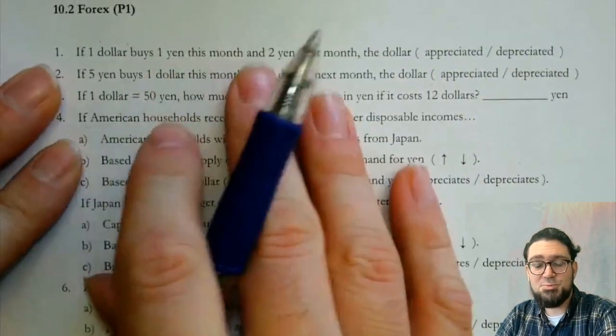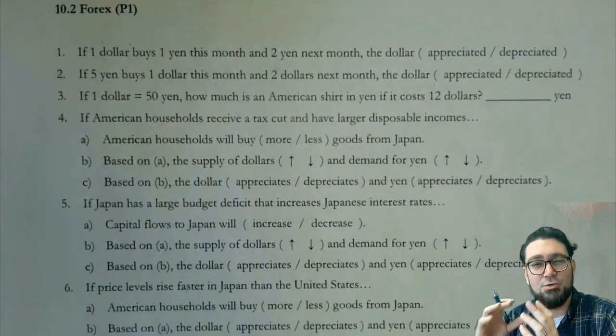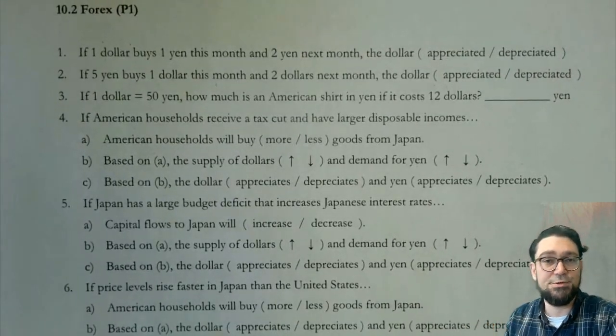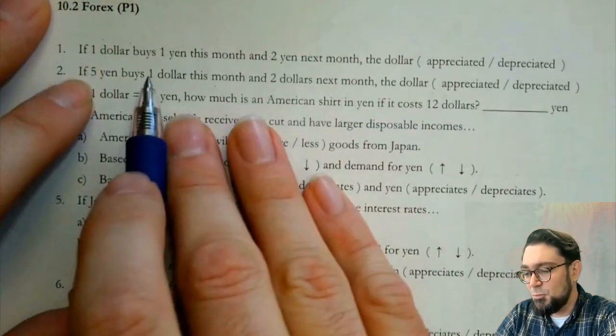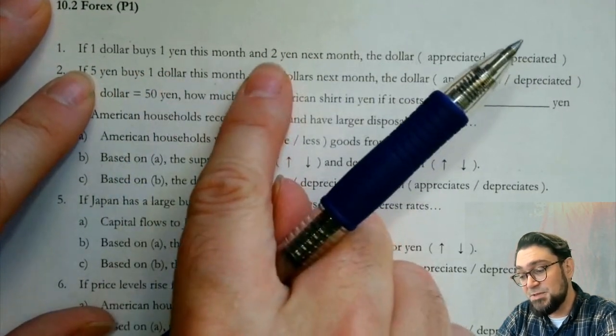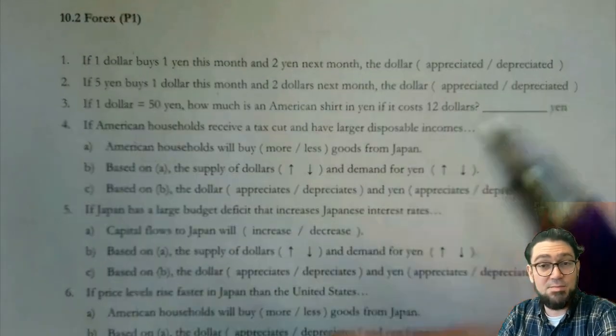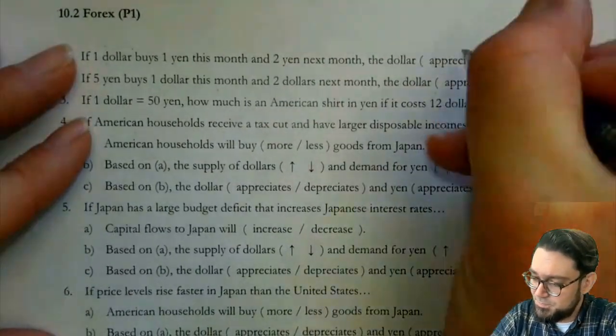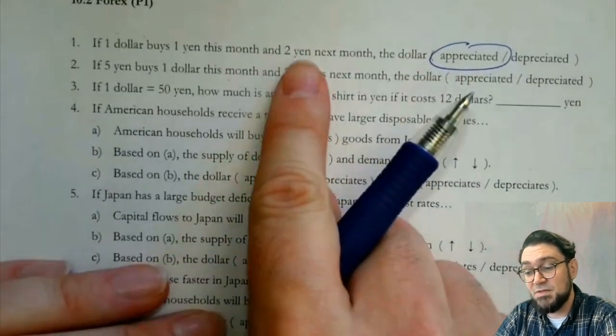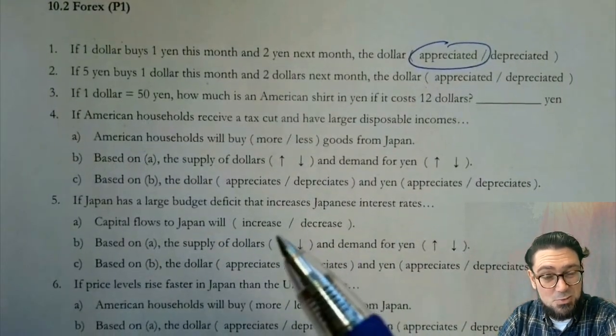Okay, so the first problem and the second one are really just, can you use numbers to determine whether a currency appreciates or depreciates? If $1 buys a yen this month and next month it buys two, then that means that the dollar must have appreciated because it bought more than it used to. At the same time, we could also say that the yen depreciated, but that's not what the question we're asked.